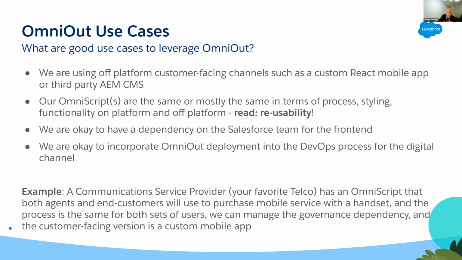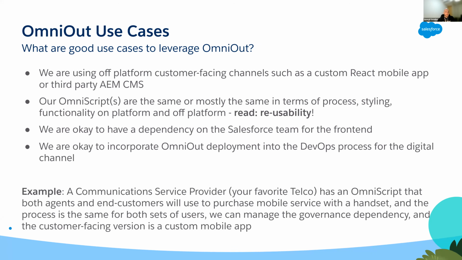So to give an example of when this is a good fit, let's say a communication service provider or your favorite telco has an OmniScript. It's used for agents and end customers. They will purchase mobile services with a handset. The process is the same for both sets of users. So for agents, it's the same as for end customers. And then we can manage the governance dependencies and DevOps and so on. And the customer-facing version is a custom mobile app. So here is a perfect fit for OmniOut. We have that benefit of reuse, and we have a third-party mobile app, so OmniOut makes sense.